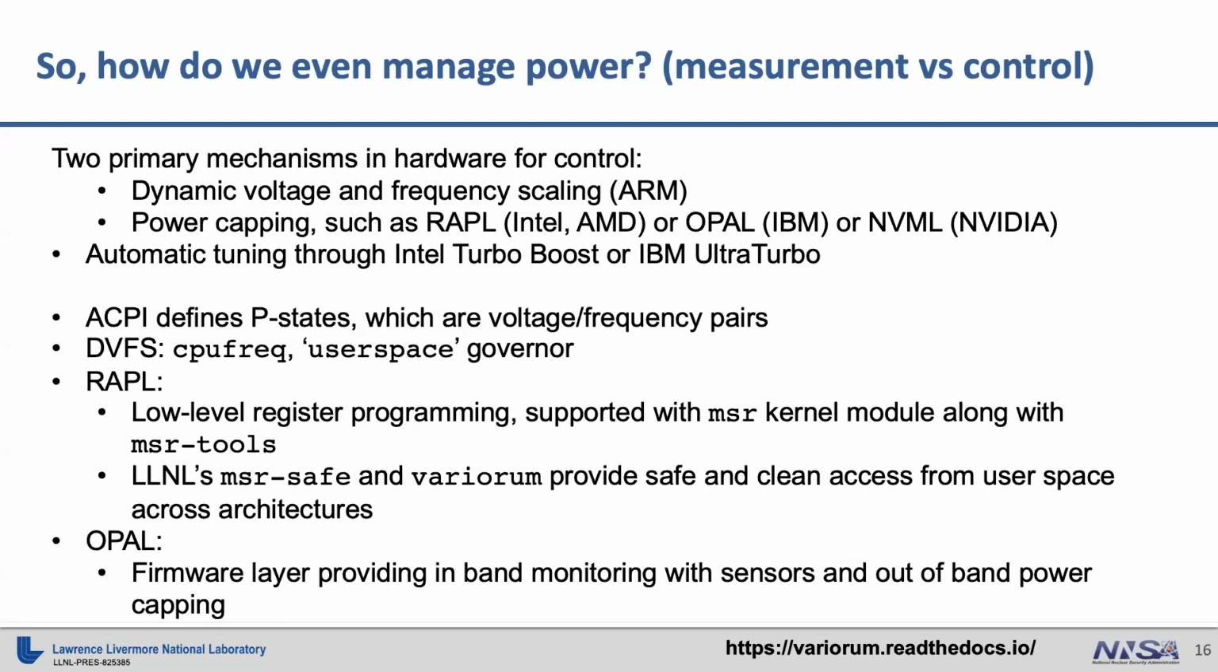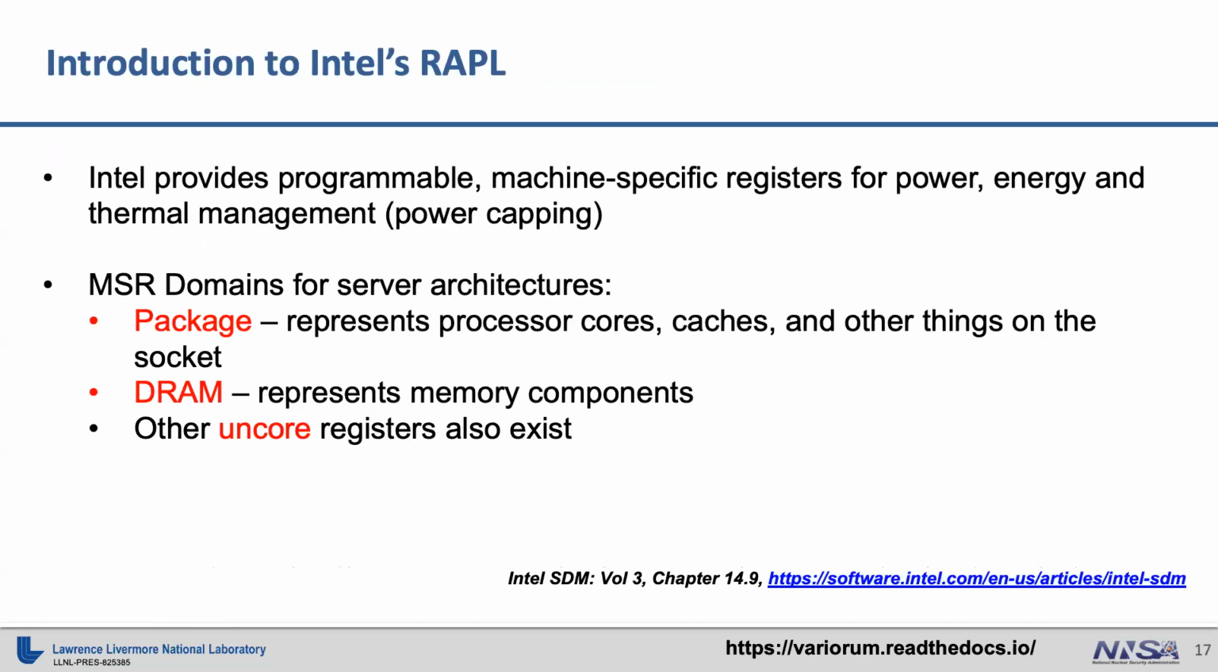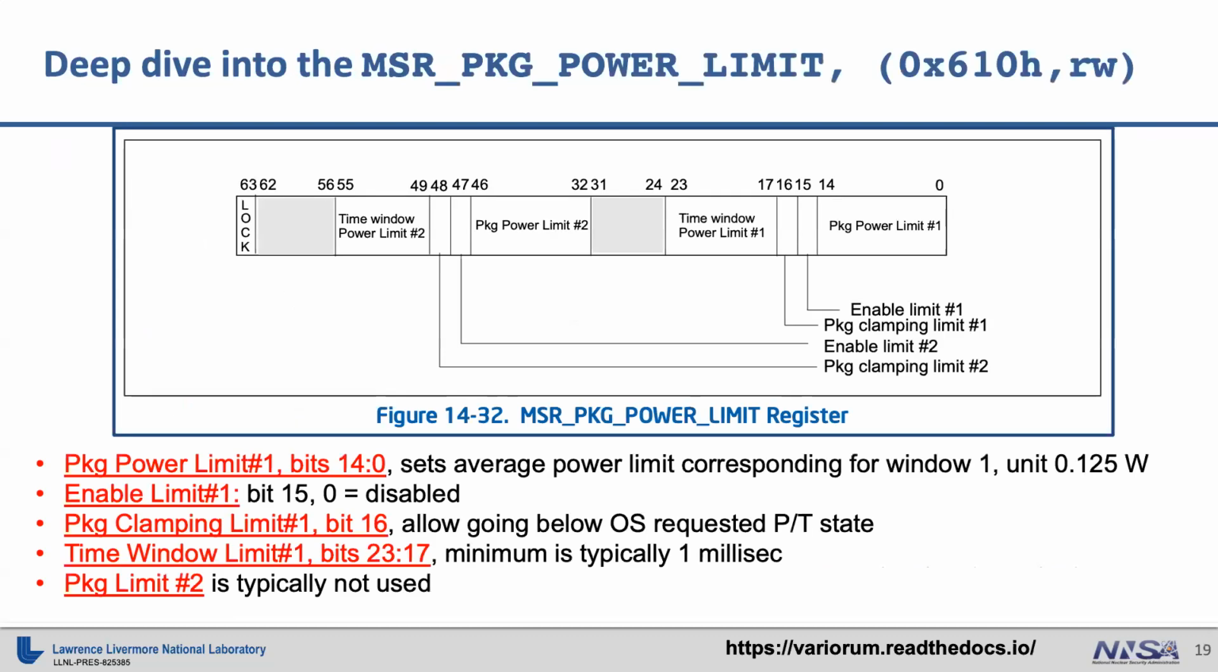And we will look at each of these in a little bit more detail now. So let's start with Intel's RAPL. Intel provides programmable machine-specific registers for power, energy, and thermal management. There are different domains on which you can control this. The package represents the processor cores, the caches, and other things on the socket. The DRAM represents the memory components, and there are some other uncore components that are also exposed through these MSRs.